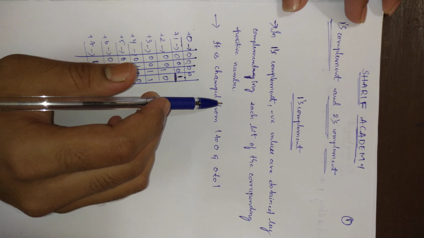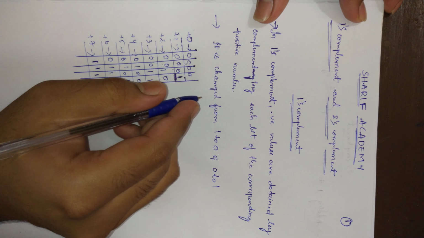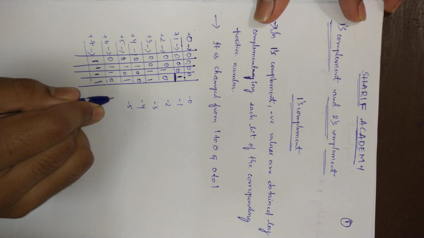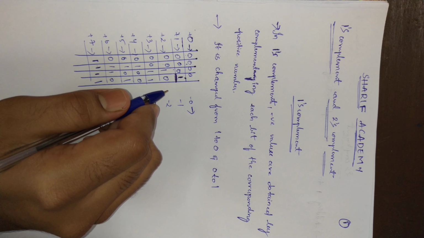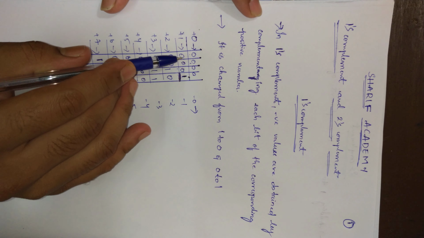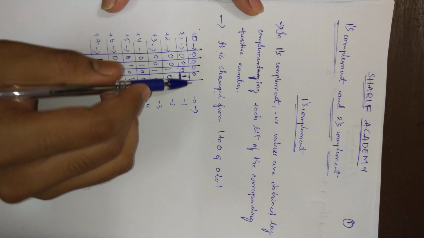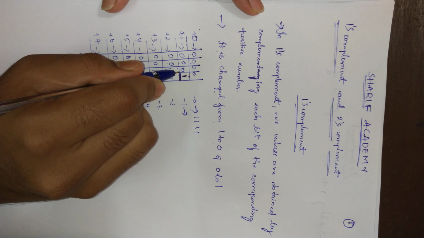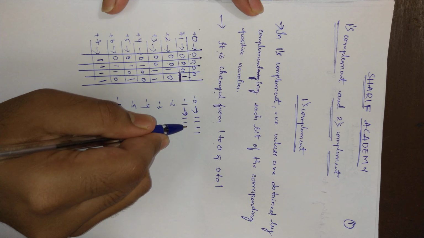Next, what you are going to do in one's complement is, the negative values are obtained by complementing each digit of the corresponding positive number. That means you have to write minus 0, minus 1, minus 2, minus 3, minus 4, minus 5, minus 6, minus 7. Okay. For 0, what are you going to do? Here you can see it is changed from 1 to 0 and 0 to 1. 0 0 0 0 becomes 1 1 1 1 for minus 0. For minus 1, 0 0 0 1 means you have to reverse from 0 to 1 and 1 to 0, so it becomes 1 1 1 0.